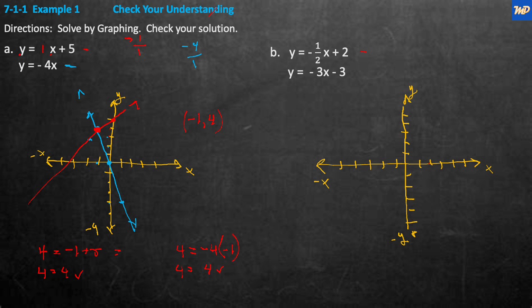Okay, so now we're going to start at 2. We're going to go down 1 over 2. That's what it says. Down 1, to the right 2, or it also means up 1, back to the left 2, up 1, back to the left 2. And if you draw that line, I should have drawn this in a different color, but it's about like that, pretty close.